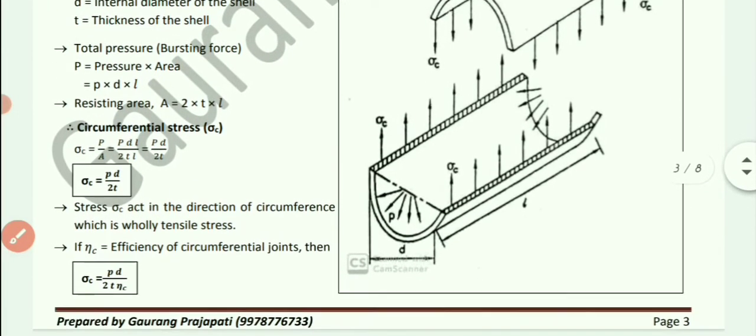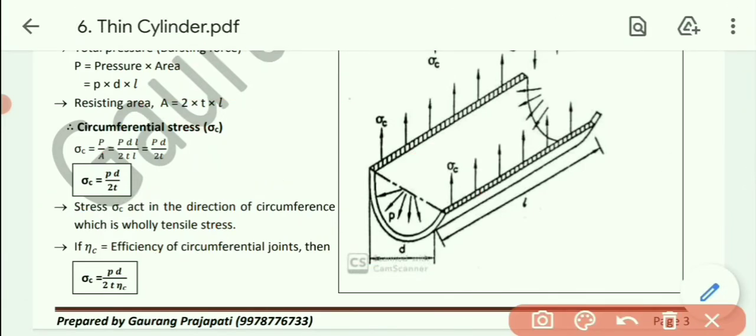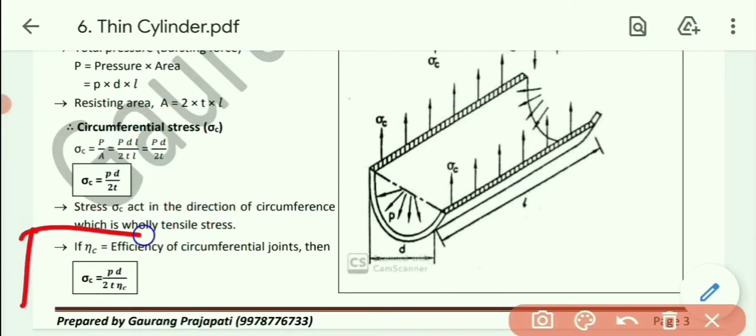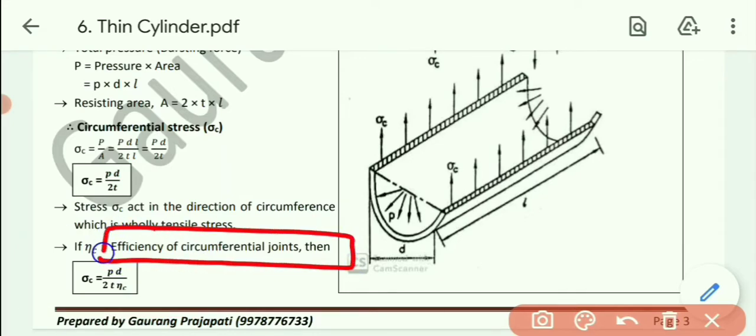So in such cases, the formula for the hoop stress, also known as circumferential stress, is sigma c equals pd divided by 2t, where p stands for pressure, d stands for diameter, and t stands for thickness of the shell. And in case efficiency is given, the formula becomes sigma c equals pd divided by 2t eta c, where eta c stands for the efficiency of the circumferential joint.